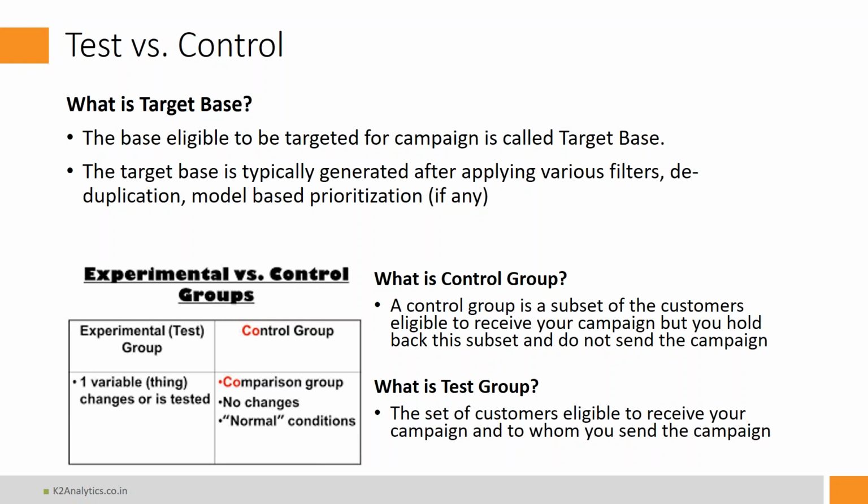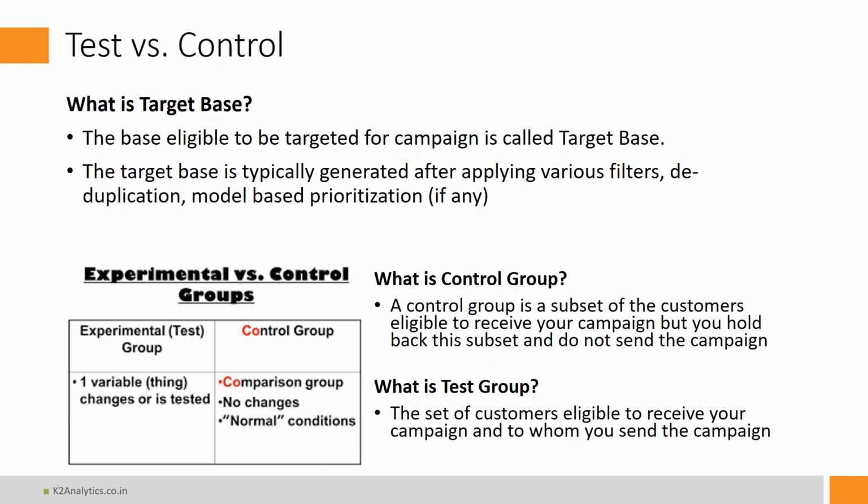To be able to assess how good your campaign is, a base is kept aside, and that is called the control group. And the base which you target based upon your model or your business rules, whatever you are doing, is called test. Is the point clear?